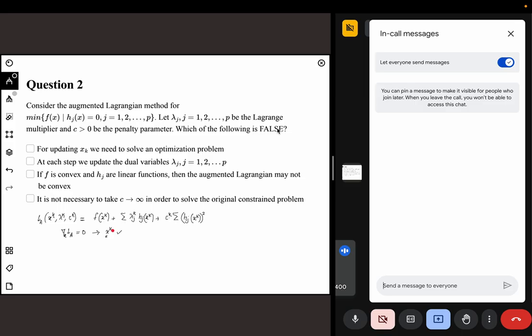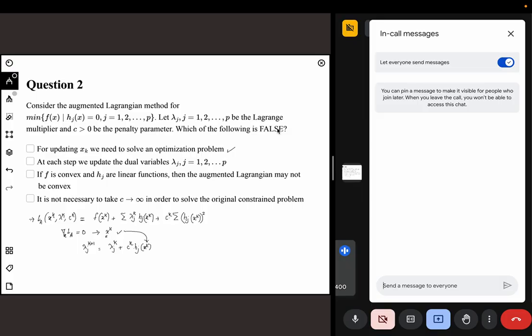So from this I'll solve and then I'll get an xk. Like I'll start from some xk and then I'll get xk plus 1. So first I have to solve an optimization. So this itself is an optimization problem. I have to minimize this. And at each step, we update the dual variables lambda j. So once I do this, all I have to do next is update my lambda k. I'll update my lambda j k plus 1 as lambda j k plus I'll take the current value of ck times whatever that particular equation I have at that particular xk.